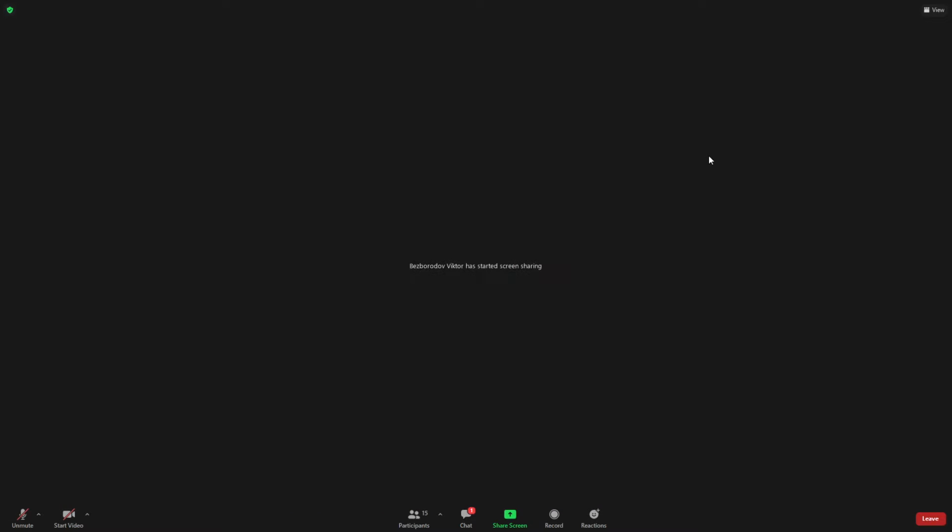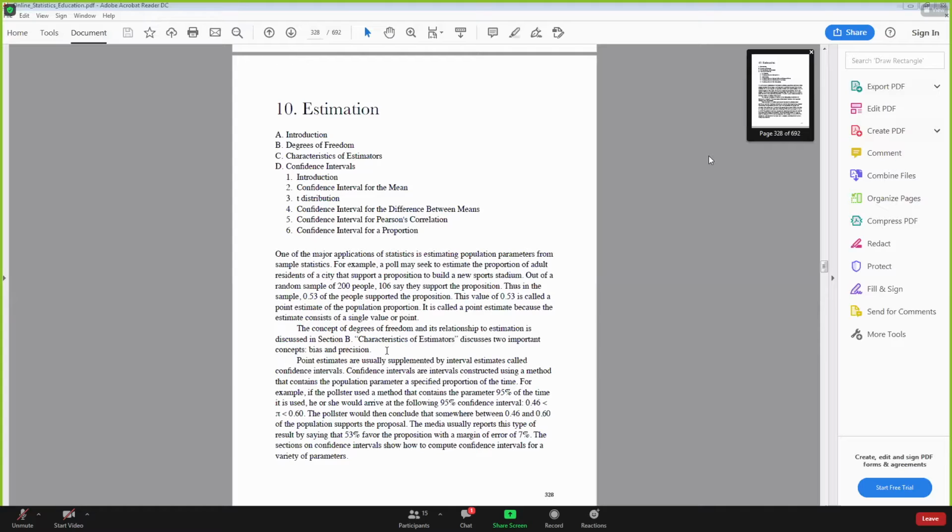Okay, so let's go back to the first example that we considered today. Remember, we have 200 people, and 106 said they support the proposition. Then we have a confidence interval of 95%, and the margin of error turns out to be 7. So what does it mean and how is this margin of error computed?